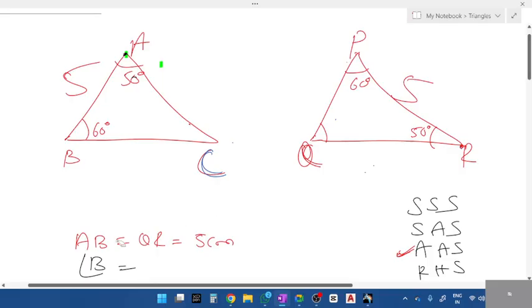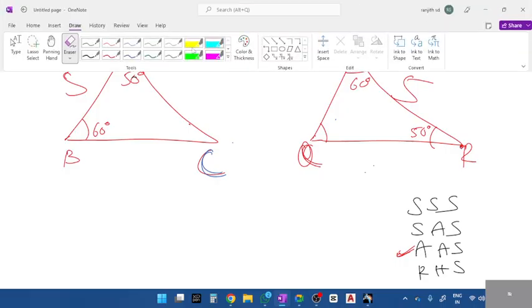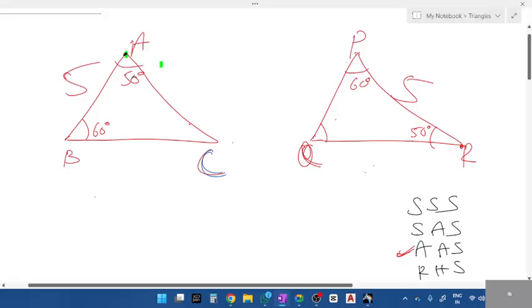You choose any one side or one angle. Which one shall we choose in the first one? A, B, A or B? We'll start from B. Shall we start from B? You all tell me. B. B is equal to which one in the opposite one? 60 degrees. Angle P. Okay.